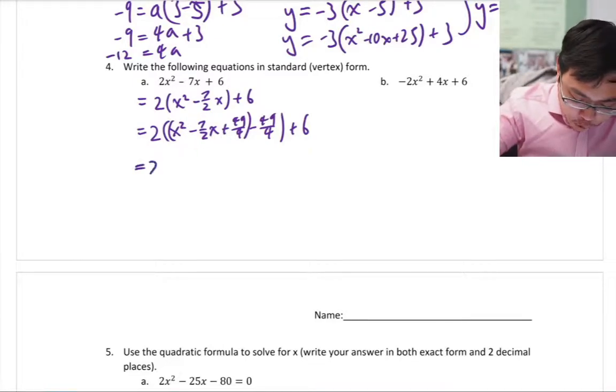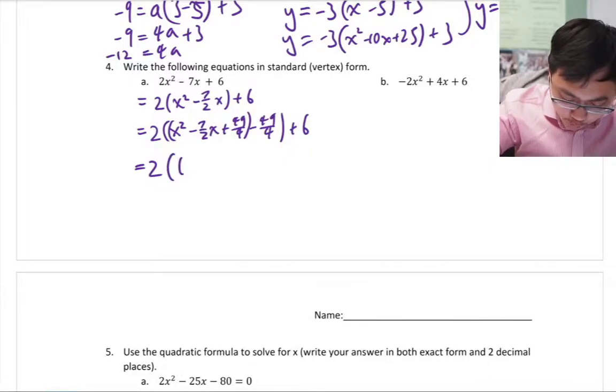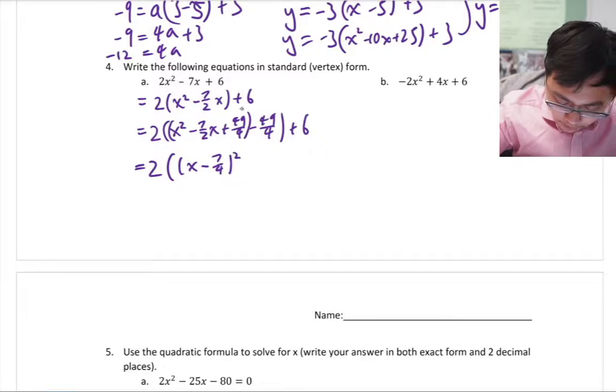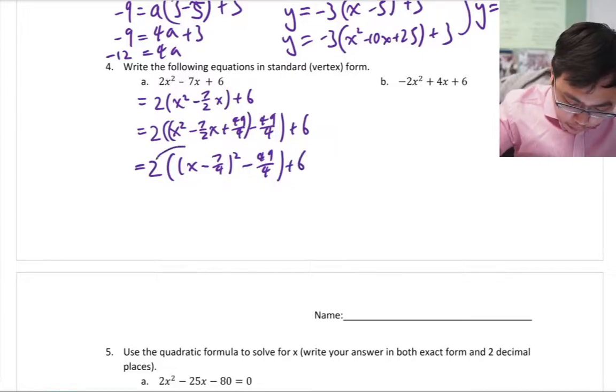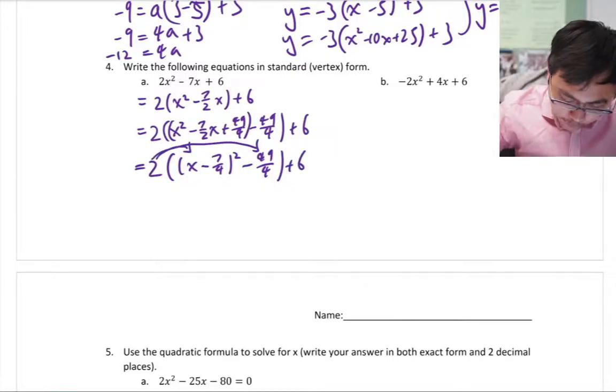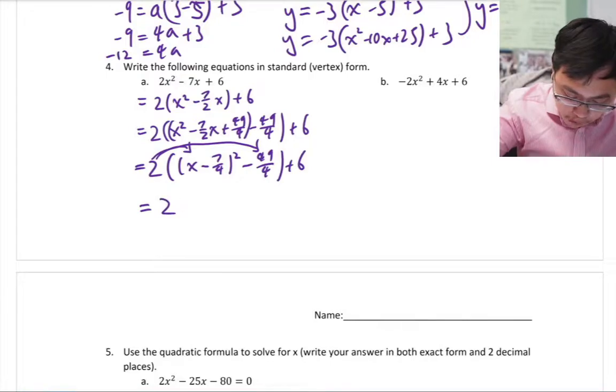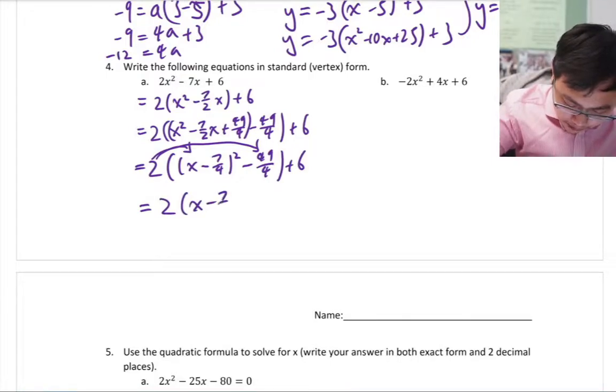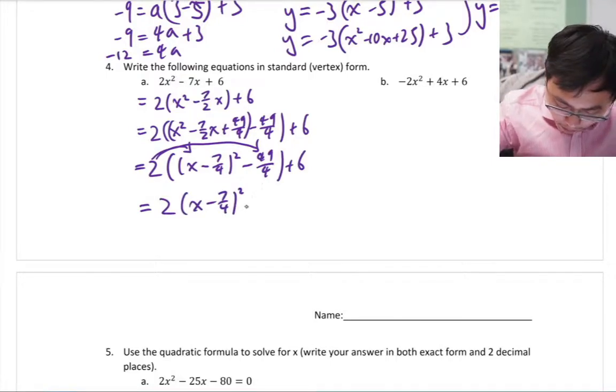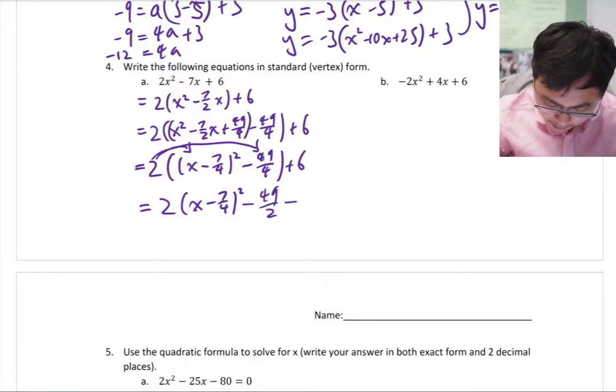So the perfect square, let's rewrite that in perfect square form. That's going to be x minus 7 over 4 whole squared, and then this is going to be minus 49 over 4, close the bracket, and then plus 6. Multiply the 2 back into both of the terms. So we will have 2 bracket x minus 7 over 4 whole squared minus 49 over 4 times 2. You just cancel out the 2 and the 4, so that's 49 over 2 plus 6.